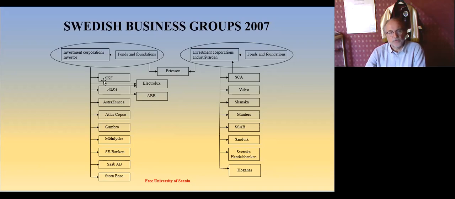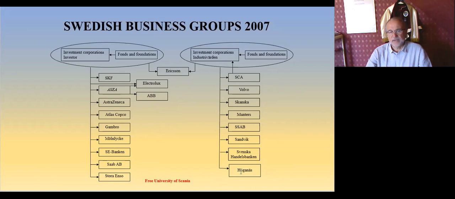Here we can look at the corporations that they control: SKF, and ASEA was the name, but now it's ABB, AstraZeneca, Atlas Copco, Gambro, which doesn't really exist anymore on the stock exchange. SE-Banken, so they have a bank that they control. They control also Saab, not the car factory, but in defense production, and a big forest corporation. They also have Electrolux that they control. So these are huge, highly international, quite successful corporations from Sweden that are controlled by the Wallenberg Business Group.